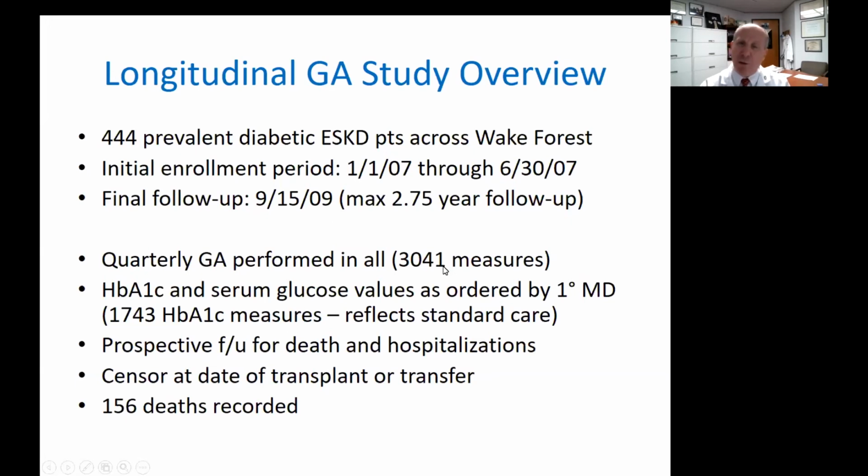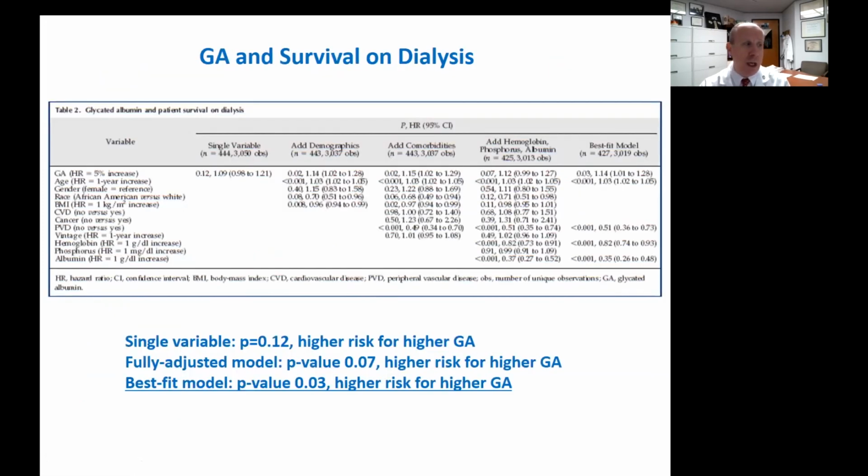We had 3,041 glycated albumin measures. We had 1,743 A1C measures reflecting standard of care as ordered by the doctor. And we prospectively measured death and hospitalization. We censored the patient if they got a kidney transplant or transferred out. And we reported 56 deaths in those 444 patients in the next 2 3/4 years.